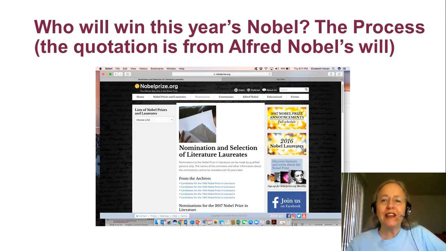So who's going to win this year's Nobel? To understand that, it's really useful to think about the process by which the Swedish Academy of Languages and Literature, whose job, according to Alfred Nobel's will, is to select the most outstanding candidate who has produced work in an idealistic direction. And there were a number of court cases after Alfred Nobel died.